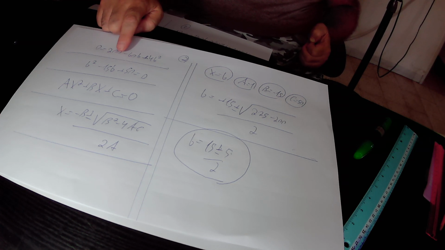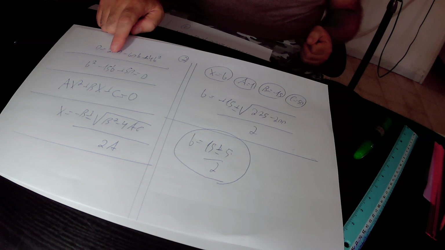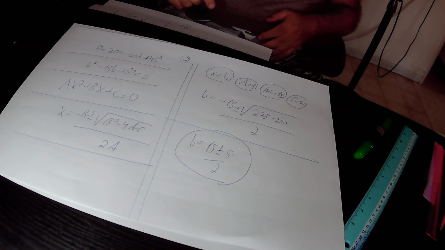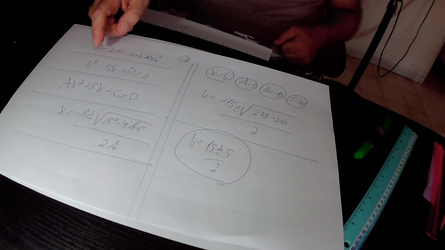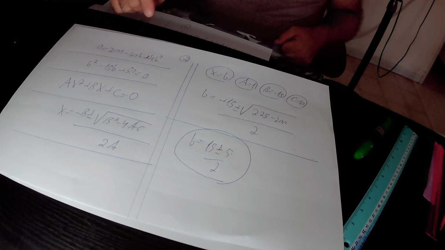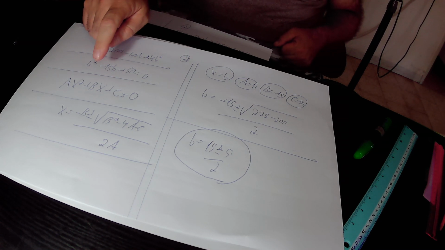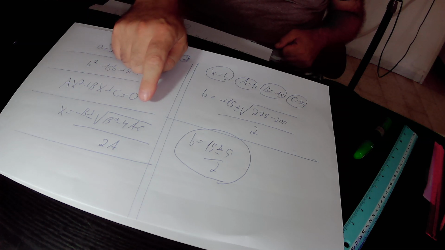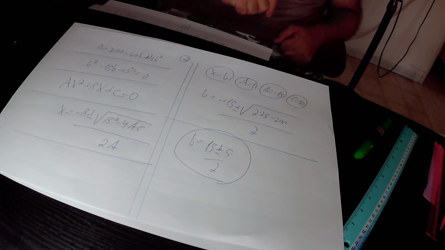This is a quadratic equation. The general form of a quadratic equation is ax squared plus bx plus c equals 0. In this general formula, a, b, and c are the coefficients of the quadratic equation, and x is the variable that we are looking for. We find the value of x according to the following formula: x equals minus b plus or minus the square root of b squared minus 4ac, over 2a.